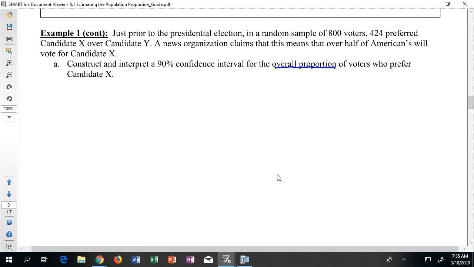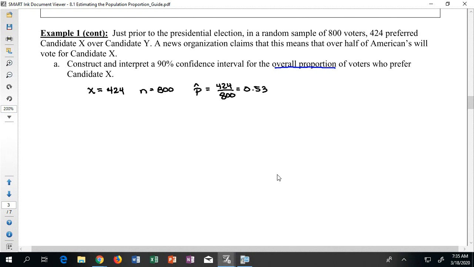So some of the first things I write down are some of my given pieces of information here. Now, some of this we've already seen. Like we know that there were 424 people that said they would vote for the candidate, and that was out of 800. We know that that gives us a p hat value, 424 out of 800. We already computed that as 0.53.